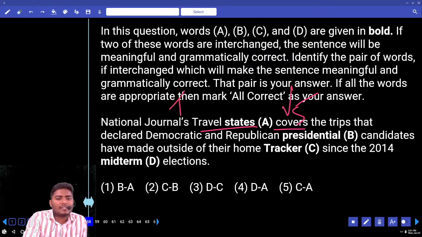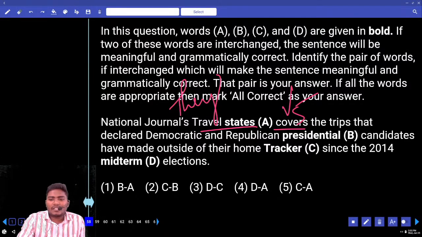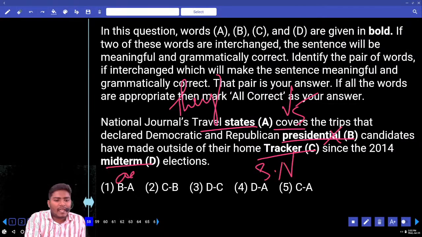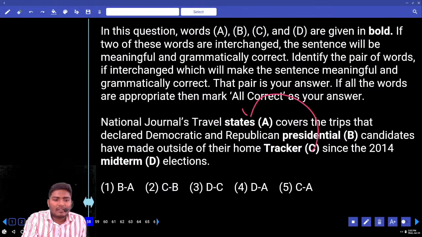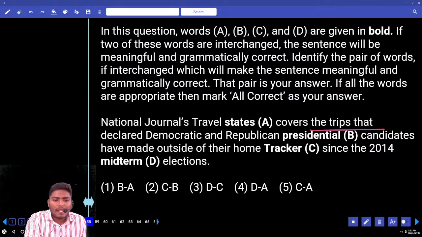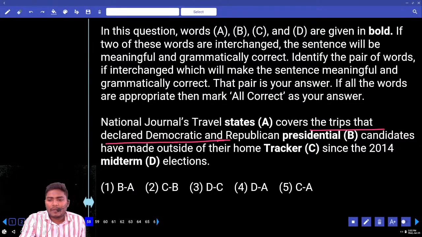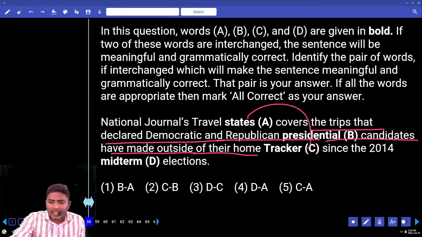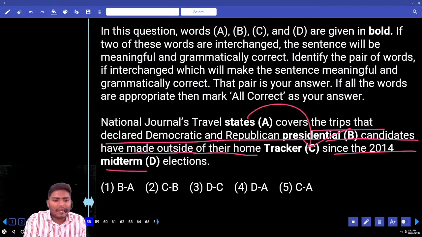Now, before that noun is given, what is that noun? States. States is singular or plural? Plural, that is they. We need a singular noun here. Presidential is an adjective, not possible. Tracker is a noun, that is a singular noun. Midterm is only an adjective. Now tell me what can be used here? Only tracker. National Journal's Travel Tracker. This tracker covers what? Covers the trips that declared Democratic and Republican presidential candidates have made outside of their home states since the 2014 midterm elections.